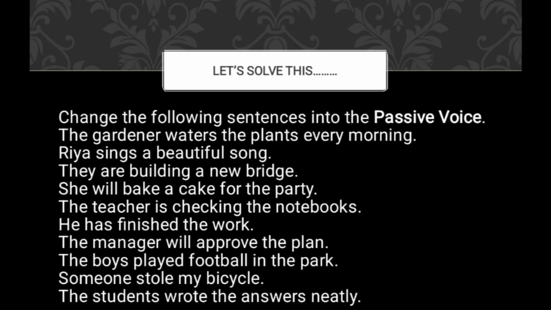Practice activity. Now it's your turn. Convert the following sentences into the correct voice. Three sentences are active and two are passive. Take a minute to think about the answer before we check them together.